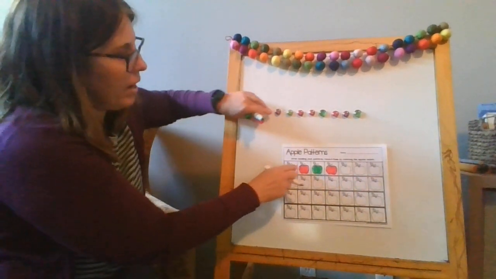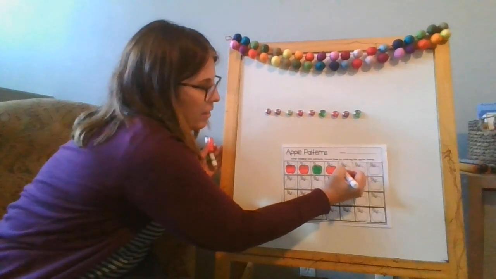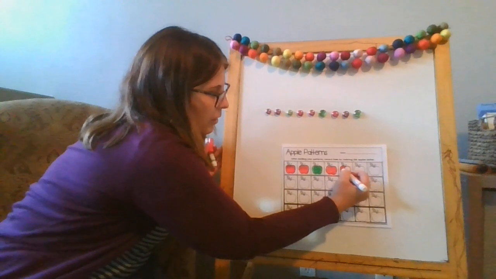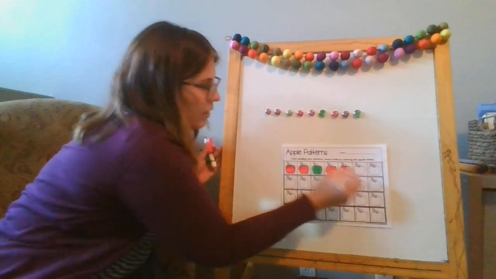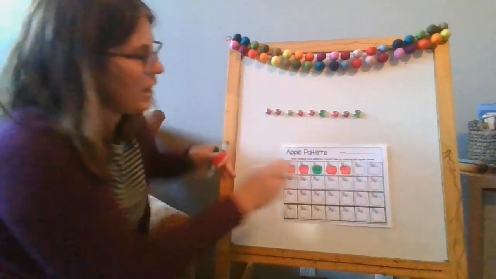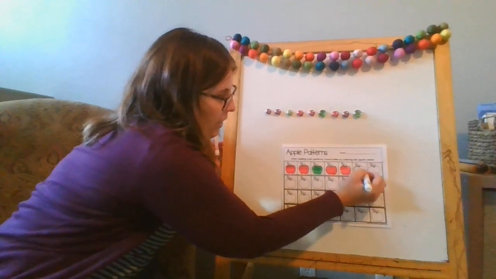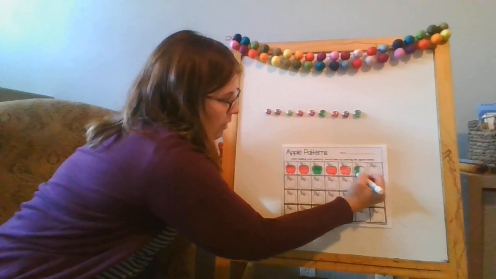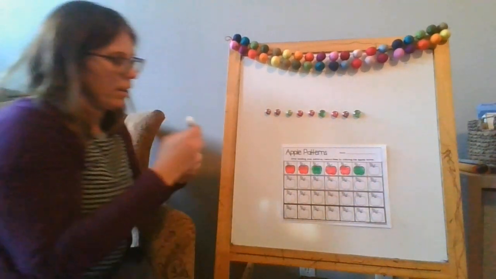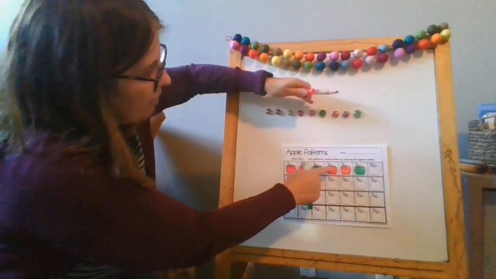Okay. Red, red, green, red, red. Another red. Okay. So red, red, green, red, red. What comes next? It's green. Let's color this one in green.